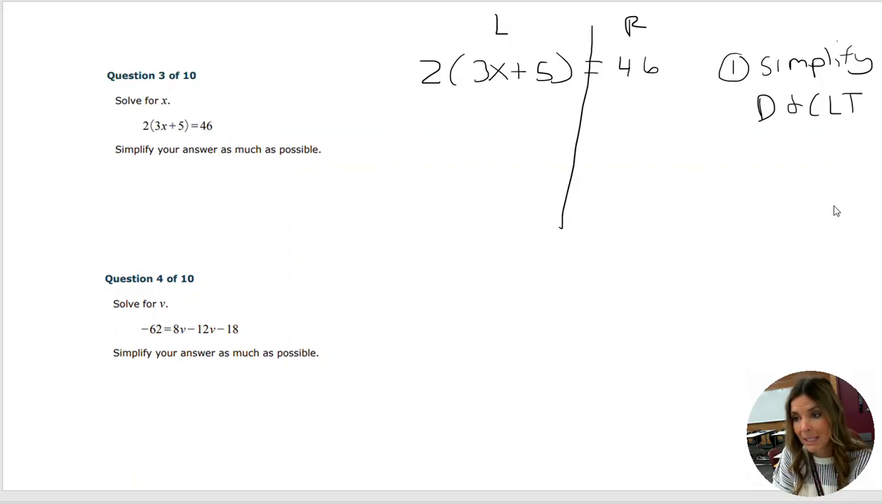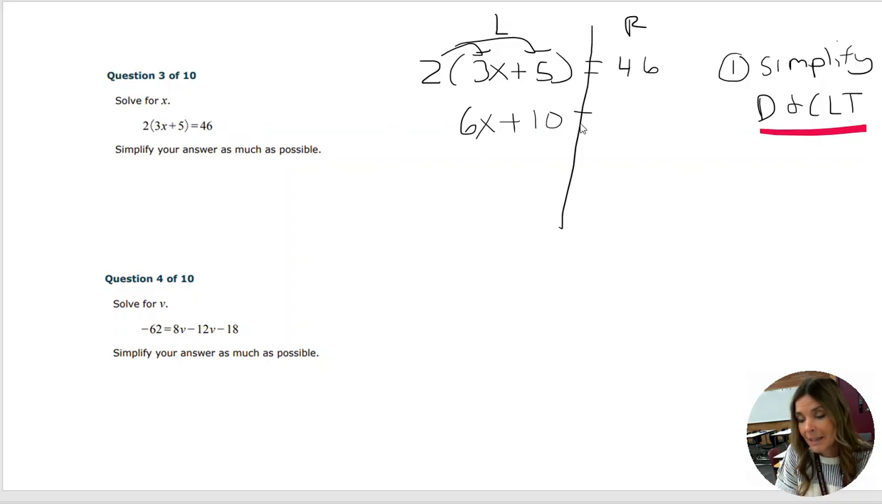That's what simplify means. So we're first going to check the left side to see if there's anything to distribute or any like terms to combine. We can see that there are, so we're going to do that first. So 2 times 3x is 6 times x, 2 times 5 is 10, and then we have equal to 46. Now we find our variable term, we circle it, we figure out what's happened to the variable. It's being multiplied by 6, 10 is then being added to that. So very first thing we get rid of is the addition of 10 by minusing 10 from both sides.